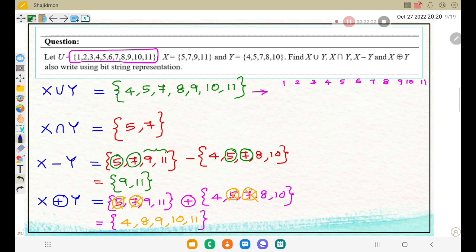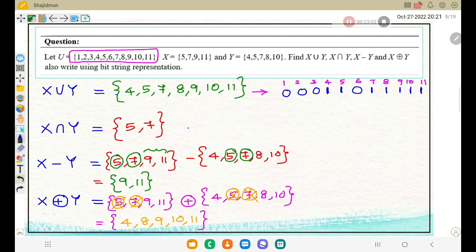Now, how we are doing this bit string representation is that, for example, x union y set, you can see 4, 5, 7, 8, 9, 10, 11. Correct? 4 coming means in the fourth place put bit 1. Fifth place put 1 bit. Seventh place put 1 bit. Then 8, then 9, then 10 and 11. Remaining bits we are putting 0. So here 0, 0, 0 and here 0. This is the bit string representing x union y. Okay. So write the universal set completely on the top and you can assign the bits. Okay. If it belongs to x union y, you can write 1 bit. Other positions you can write 0 bit.